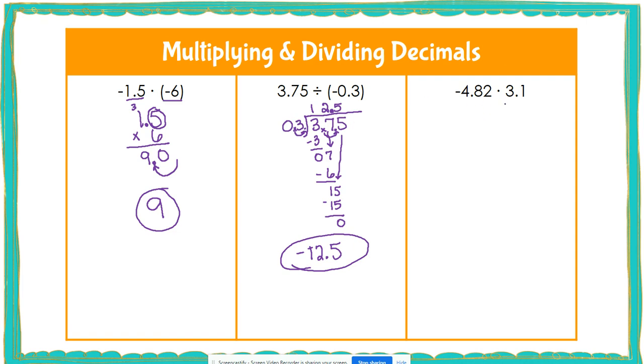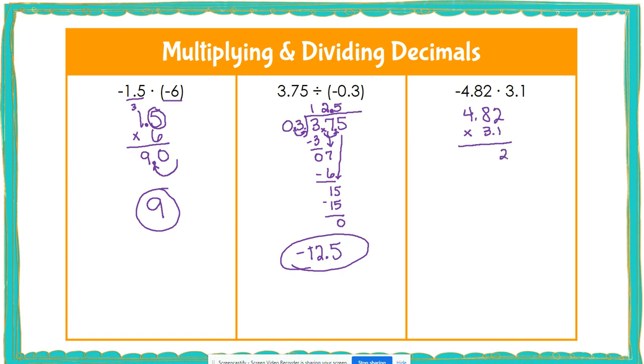Negative 4.82 times 3.1. For this problem, I'm multiplying a negative by a positive, so I know that my answer is going to be negative. So we just need to find out what that solution is. So we're going to multiply 4.82 times 3.1, and remember when I'm multiplying, I do not need to line up decimals. And I'm going to multiply like normal.